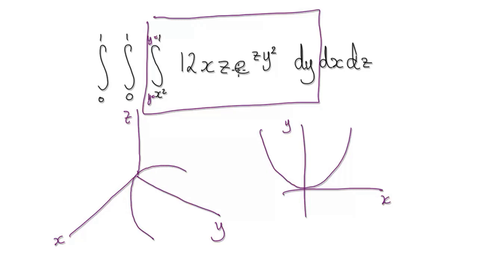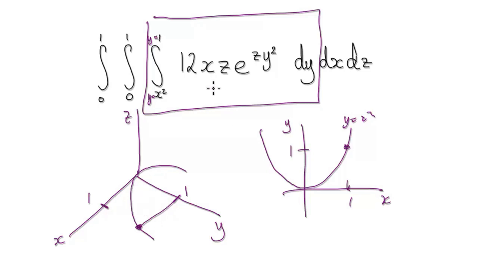Looking at the y, you're integrating with respect to y first, meaning you're moving parallel to the y-axis, and you're doing it from the quadratic to 1. Let's just say 1 is here. If this is 1, because of y equals x squared, this must also be 1. So you're integrating from x squared to 1. So it looks like you're looking at this region here.